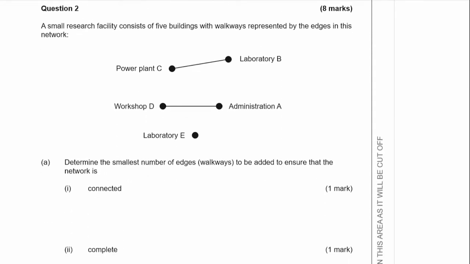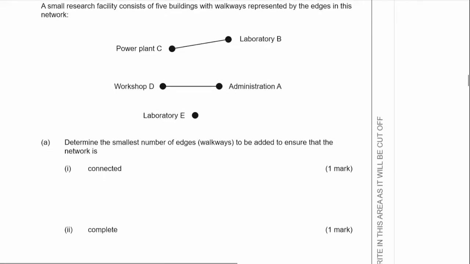A small research facility of 5 buildings with walkways represented by the edges in this network. So we've got 5 power plants. We've got power plant C, workshop E, D, A, B. The actual name isn't that important at the moment. Question A is to determine the smallest number of edges to be added to ensure that the network is connected. So connected means that it is possible for me to travel from any vertex to any other vertex in the network. So there's a path that exists between each of the vertices.